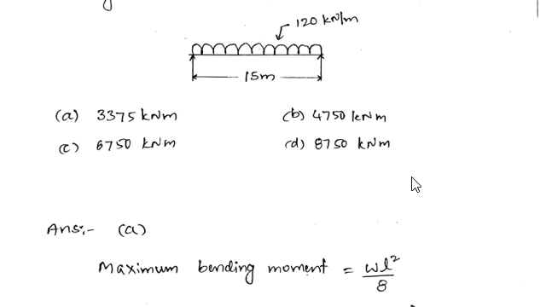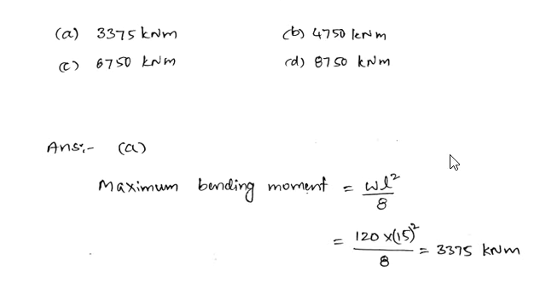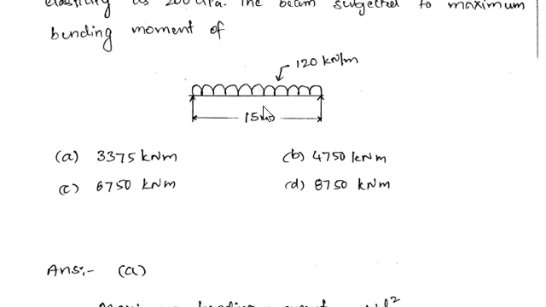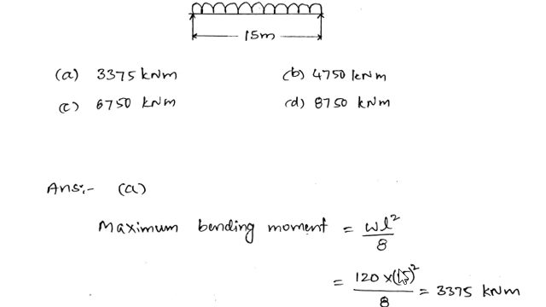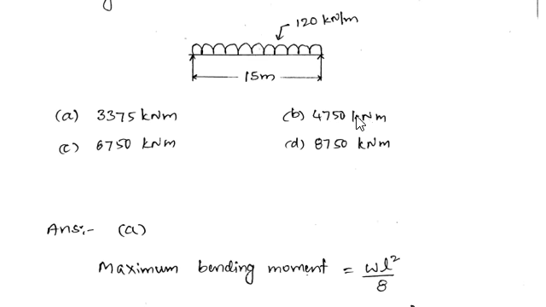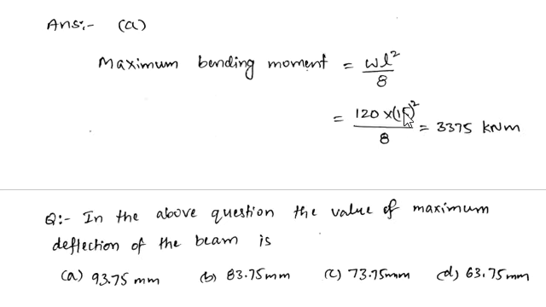So we know the maximum bending moment for a simply supported beam subjected to UDL throughout its length is given by the formula WL square by 8, where W is the load per unit length and L is the length of beam. So substitute W as 120, the given value, and 15 meters length, over 8. When you simplify that, we are getting the maximum bending moment as 3375 kilonewton meter. So option A is the right option here.